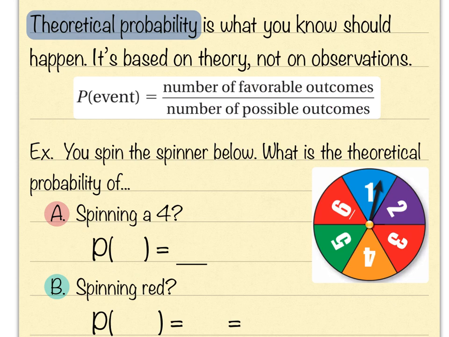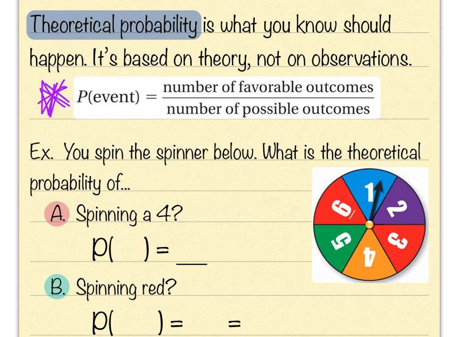All right, so that was experimental probability. Let's talk about theoretical probability now. Theoretical probability is what you know should happen. It's based on theory, not on observation. So the probability problems that we did in our 10.2 section when we rolled the number cube, that's all theoretical. We know what should happen. And this little thing right here that I wrote down is exactly what I put in your notes from last time.